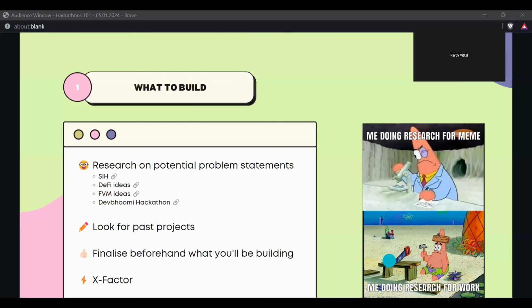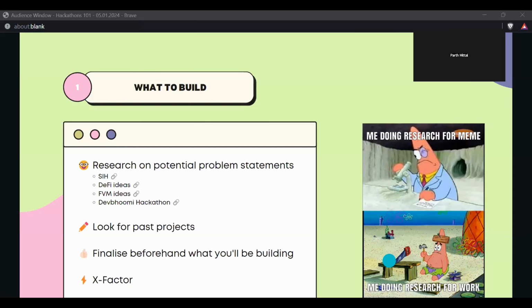So number one is research. Do lots and lots of research. Look for problems rather than finding both problems and solutions, right? It's easier to find a solution to an existing problem rather than finding both. You'll find a lot of existing problem statements. You could go on to any of these links that are provided. SIH is Smart India Hackathon, which is done by the government, and there are around 400, 500 problem statements every year. So you can look at that archive and get ideas.